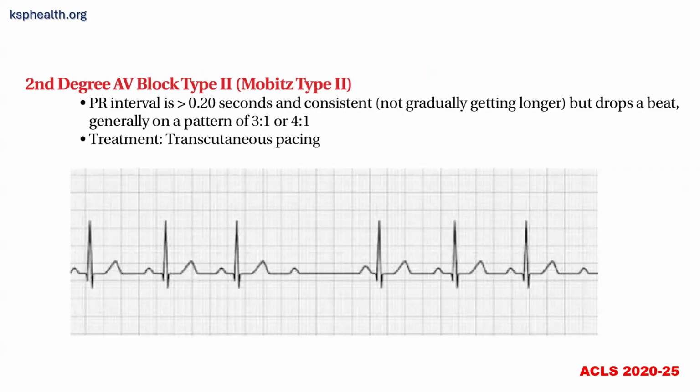Second degree AV block type 2, the PR interval is prolonged, more than 0.20 seconds or 200 milliseconds, but it's consistent, not gradually getting longer as you had seen in Mobitz type 1, but drops a beat generally on a pattern of 3-1 or 4-1, so it drops a beat. Treatment is transcutaneous pacing.